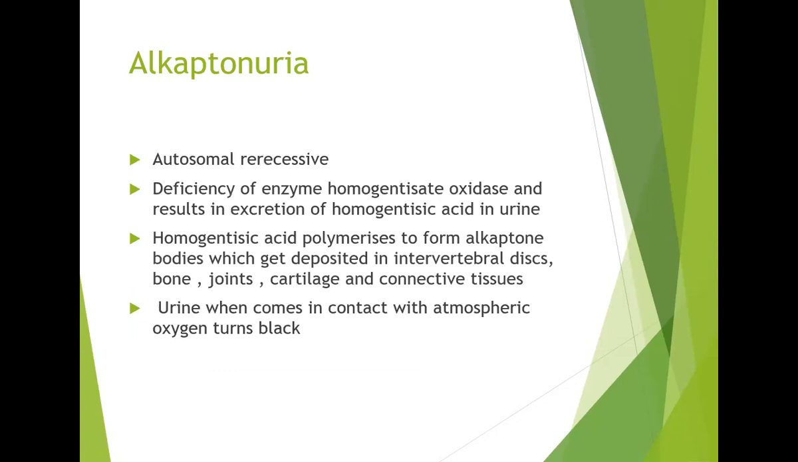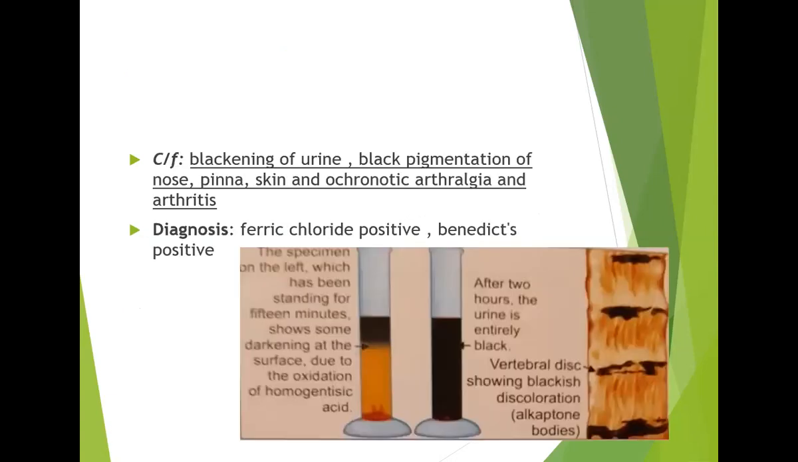Next is alkaptonuria. It is an autosomal recessive disease. It is due to deficiency of enzyme homogentisate oxidase and results in excretion of homogentisic acid in urine. Homogentisic acid polymerizes to form alkapton bodies, which get deposited in the intervertebral discs, bones, joints, cartilage, and connective tissue. Urine, when in contact with atmospheric oxygen, turns black. Clinical features are blackening of urine, black pigmentation of nose, pinna, skin, and ochronotic arthralgia and arthritis. Here, Benedict's test and ferric chloride tests are positive.